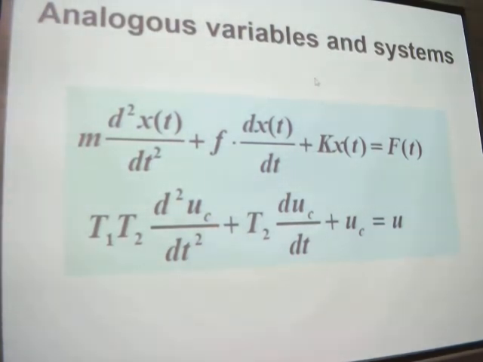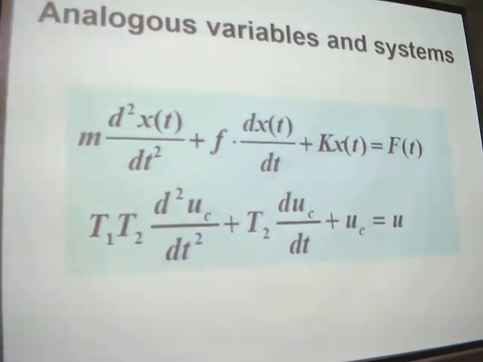The two differential equations are for these two examples. The first is for this mass, and the second is for the RLC electric system. Yes, we can see these are second-order differential equations. Now, how to solve them? How to solve this equation?